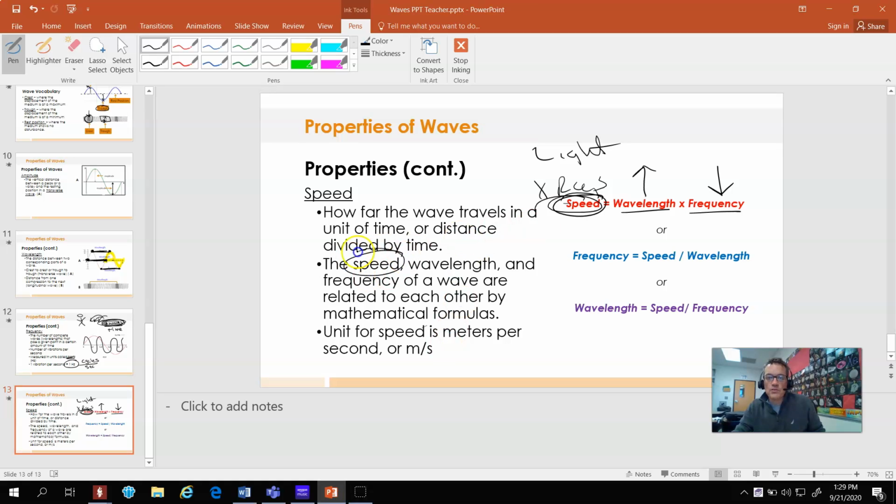We'll compare and contrast the speed of several different types of waves, light versus sound. We'll also talk about how sound travels at different speeds in different media, between solids, liquids, and gases, and how the temperature of that might affect it as well.